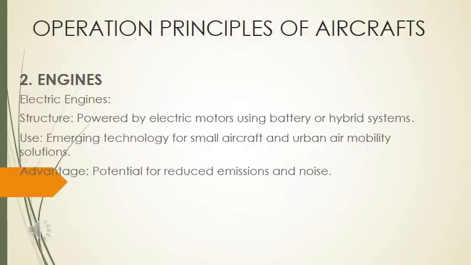And yes, we also have the electric engines. What's their structure? They are powered by electric motors using battery or hybrid systems. They are an emerging technology for small aircraft and urban air mobility solutions. The advantage: potential for reduced emissions and noise. These electric engines are powered by electric motors using batteries or hybrid systems of battery and some other sort of power system. They are used in small aircraft and urban air mobility solutions, and because they are electric engines, they have reduced emissions and noise.